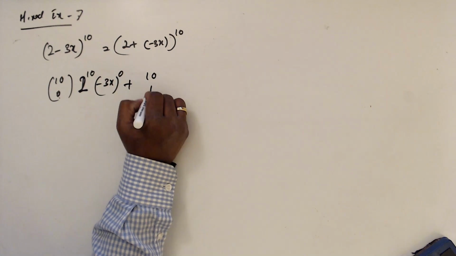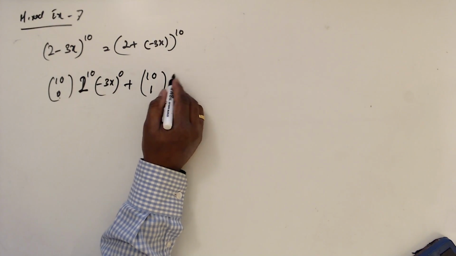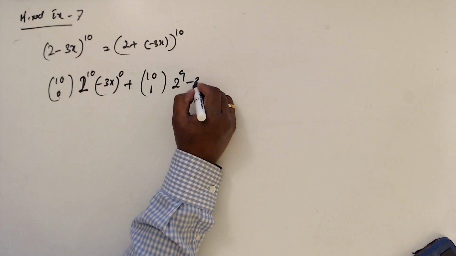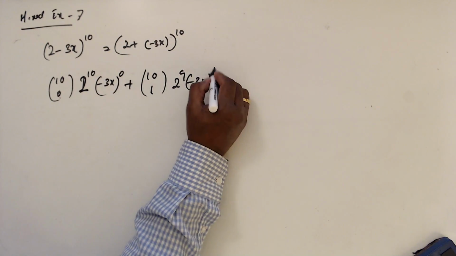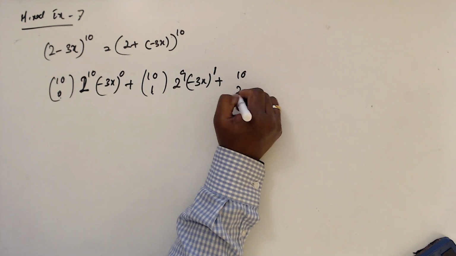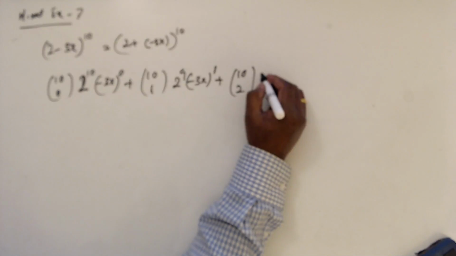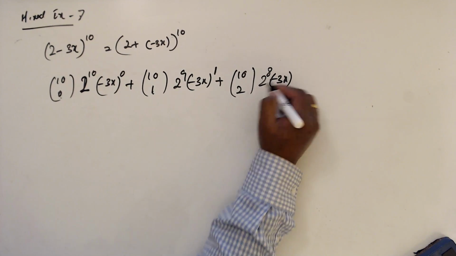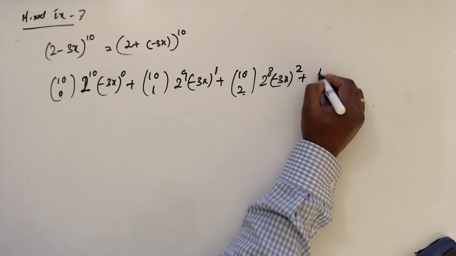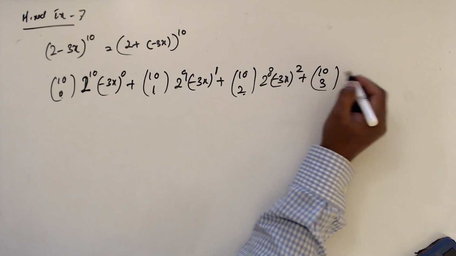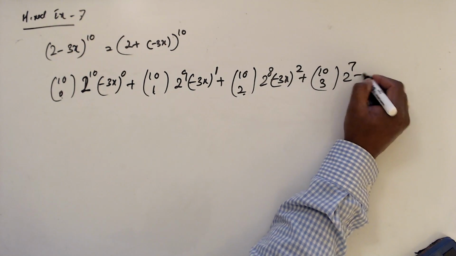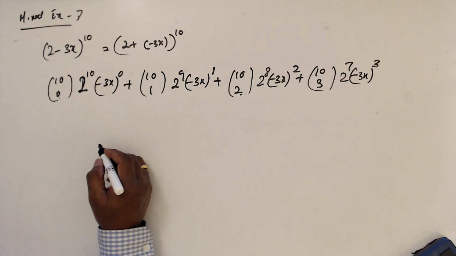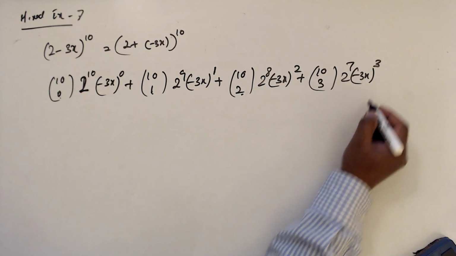Now when I write 10 and 1, I know the next one is going to be 9. To the power 9, 10 minus 1, and minus 3 to the power this one. Then 10, 2. Then 10 minus 2, 8. 2 to the 8, minus 3x to the power 2. And 10, 3. 10 minus 3, 7. 2 to the 7, minus 3x to the 3, plus dot dot.